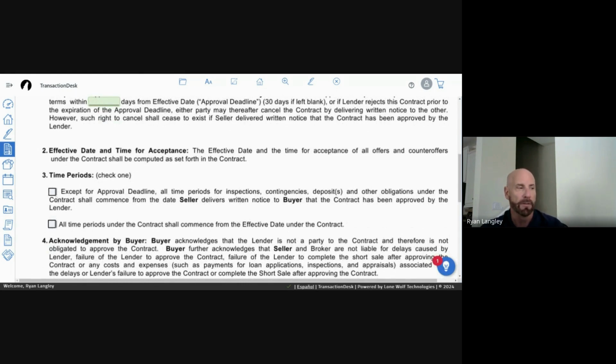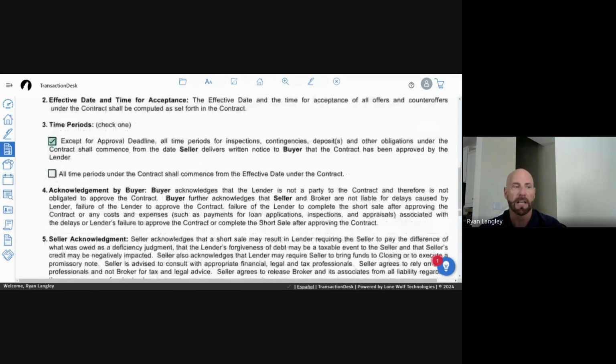Don't ever do that one. So do this one, because you don't know how long that's going to be. I mean, what are you going to do, a 45-day inspection date, hoping that they approve it at 30 days or whatever? Don't do that. Just do a regular contract and then do this one. Except for the approval deadline, all time periods start once I know that they've approved my contract. Okay, that's just like a seller approving your contract. The lender takes the place of the seller when it comes to approvals.